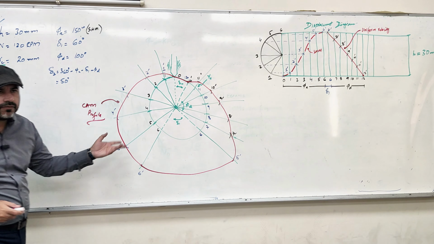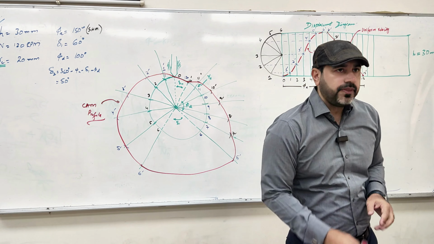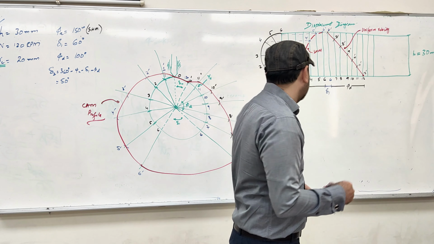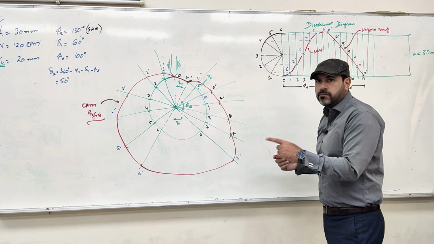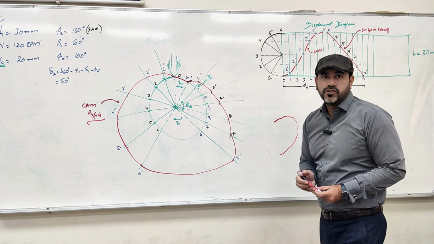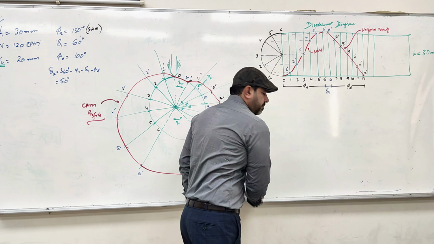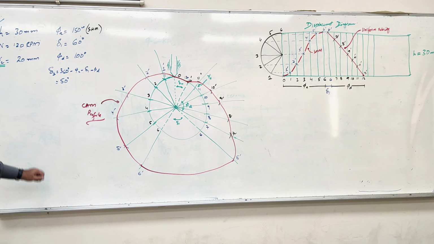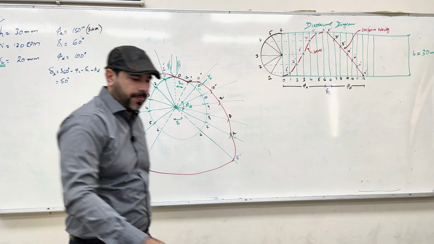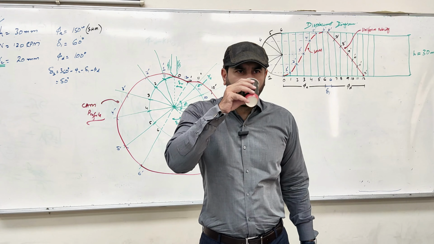If we have more points, we get a better curve. But since you have done engineering drawing, your curve should be much better than mine. It should not be like this. It should be a very smooth curve all the way through the points. Okay, any question? I'll repeat everything, but till now, do you have any question?